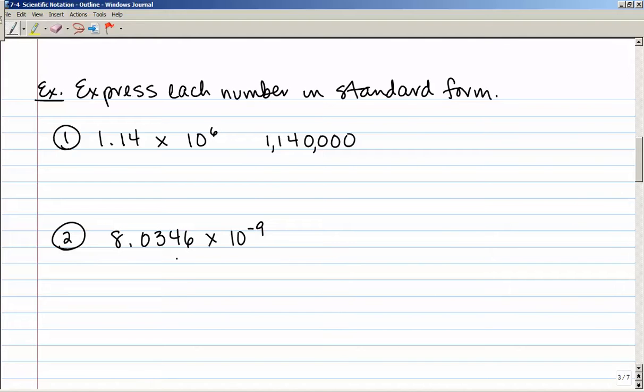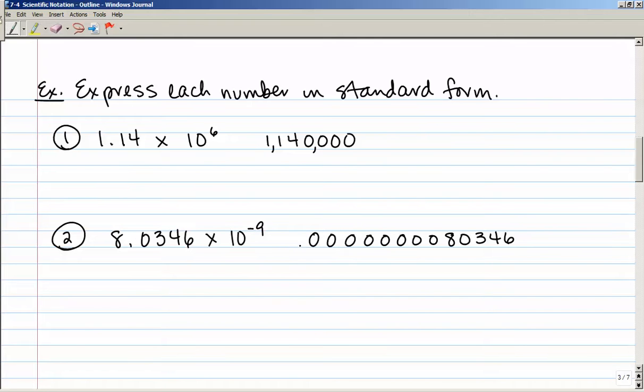Similar for number 2 here, 8.0346 times 10 to the negative 9th. I'm going to need a decimal point and a bunch of zeros. Actually, maybe I'll start with my number. I'm going to need 8, 0, 3, 4, 6. Originally my decimal point was here between the 8 and the 0, and I need to move it 9 places this way. So that's going to give me 1 to there. So I think I'm going to need 8 zeros out in front here.